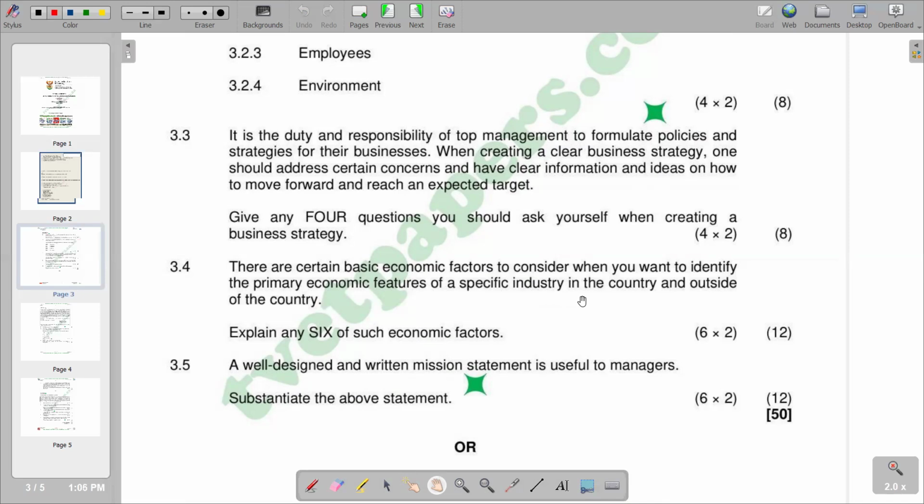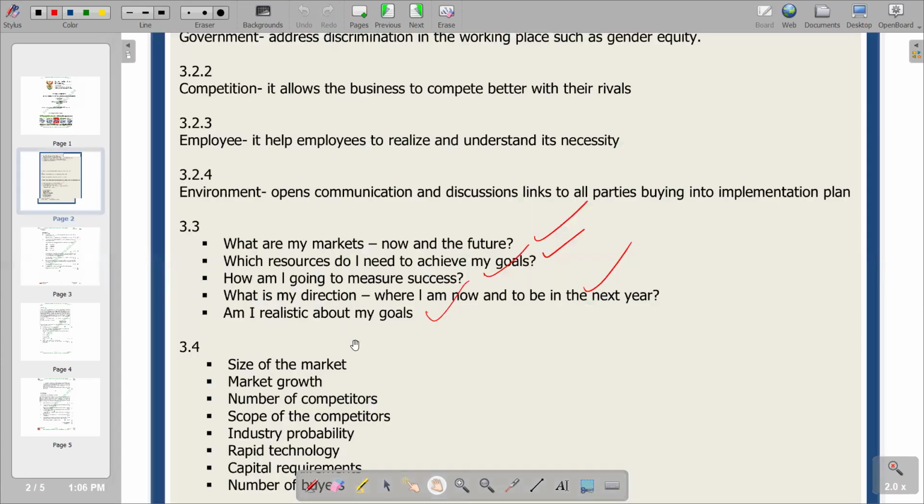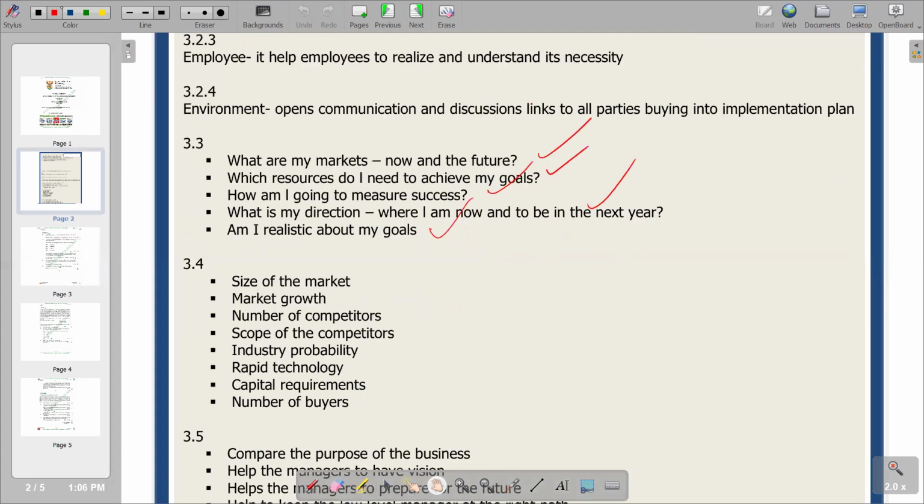Obviously, we are going to include issues like size of the market. The size of the market can also be used to identify a specific industry. It comes as a characteristic that makes us identify a specific industry. So if you look there, we talk about the size of the market, which can tell us how big is the industry and how small is the industry.